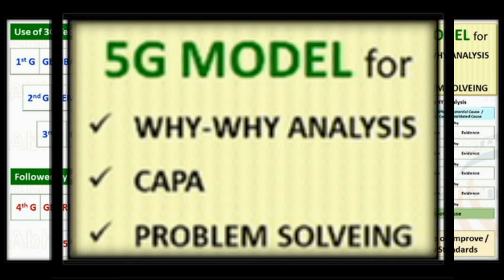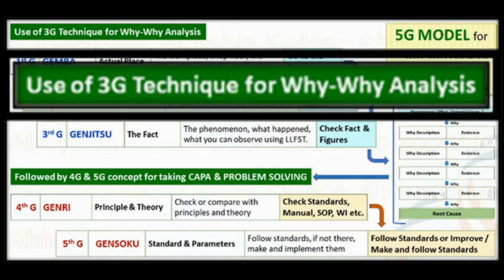So this 5G model for why-why analysis, kaizen, and problem solving analysis, you can use very easily, and we have designed it in a very useful way. There are 2 different segments of this 5G model for easy implementation. First is the use of 3G techniques for why analysis. What is the 3G technique? I am explaining it here.